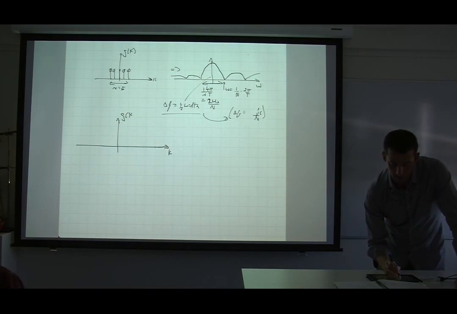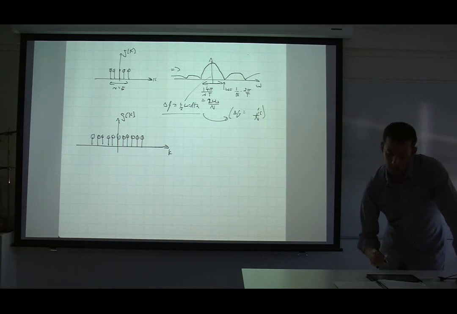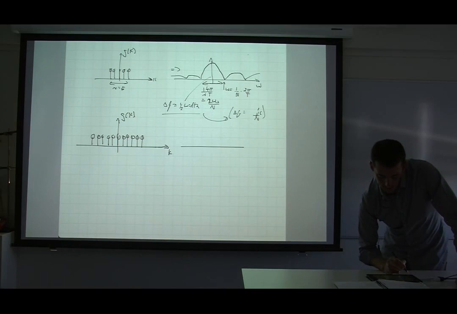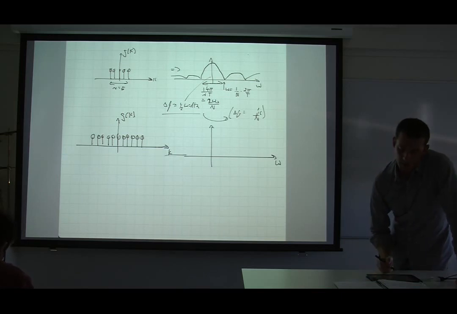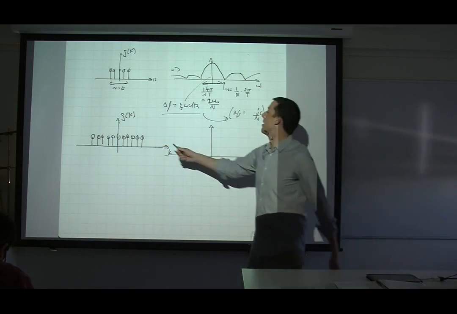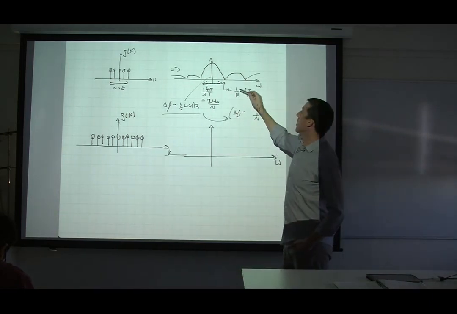Just to put in pictures what I've been saying over and over, maybe if the window is wider in time, so I've got more samples in there. I'm using a square window because that's what the example is about. 1, 2, 3, 4, 5, 1, 2, 3, 4, 5. In the frequency domain, what am I going to get? Well, it's now wider in time. So even from here, you can anticipate what it's going to be.